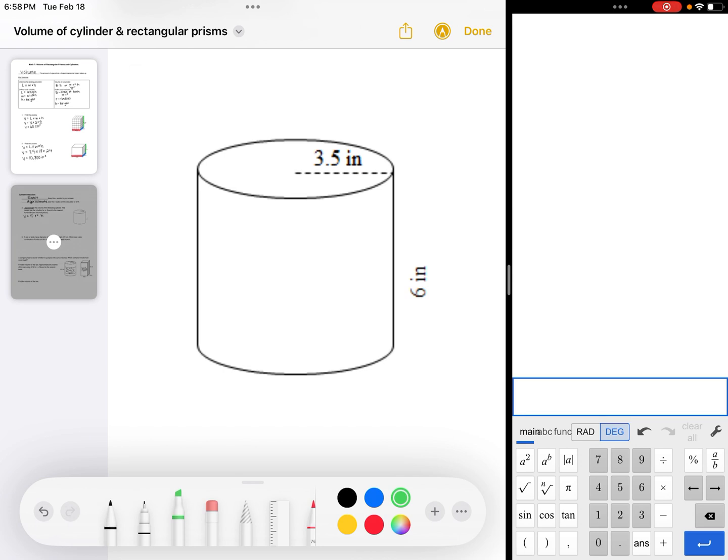Here in green is how tall my cylinder is, which is 6 inches. Then my radius is 3.5. Radius is just half of the circle on top. So from the center to one of the edges is 3.5.